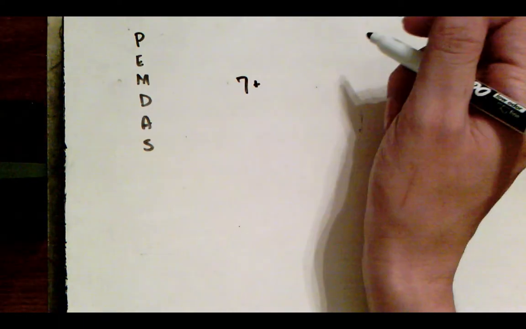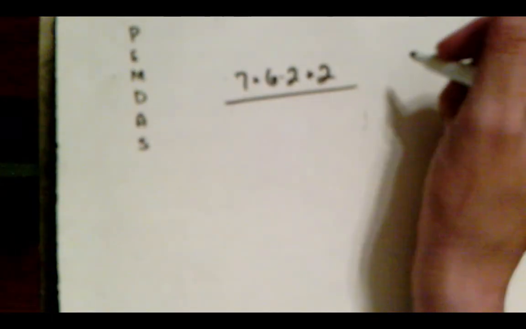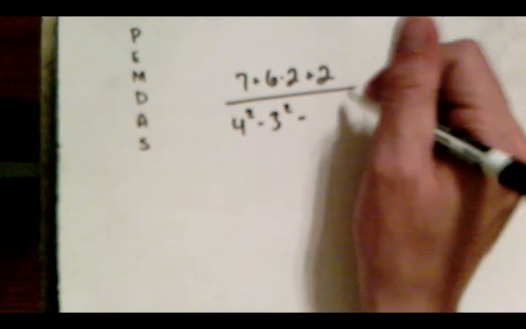And I'll write it out. 7 plus 6 times 2 plus 2 all over 4 squared minus 3 squared minus 2 squared.